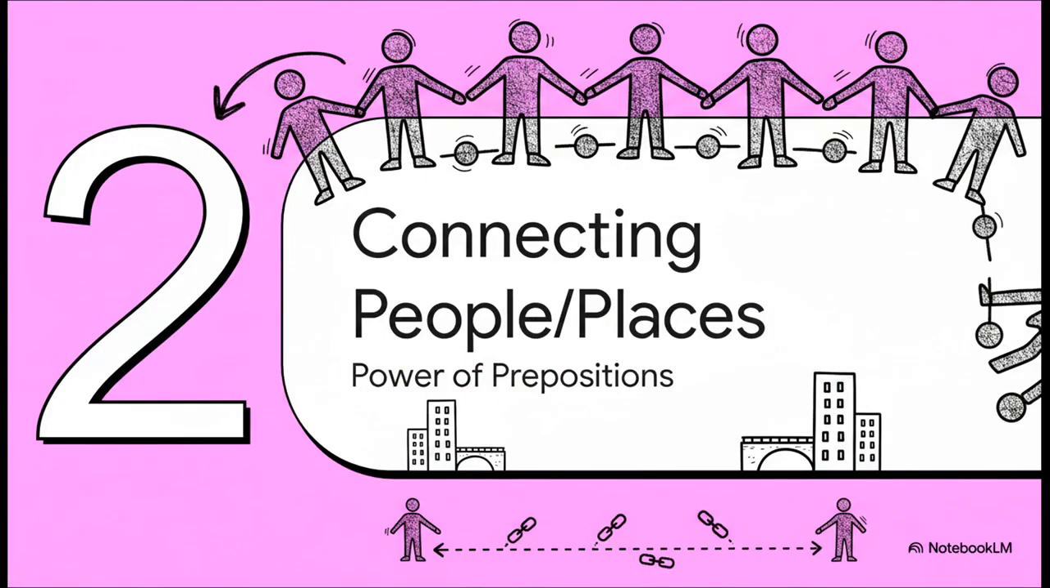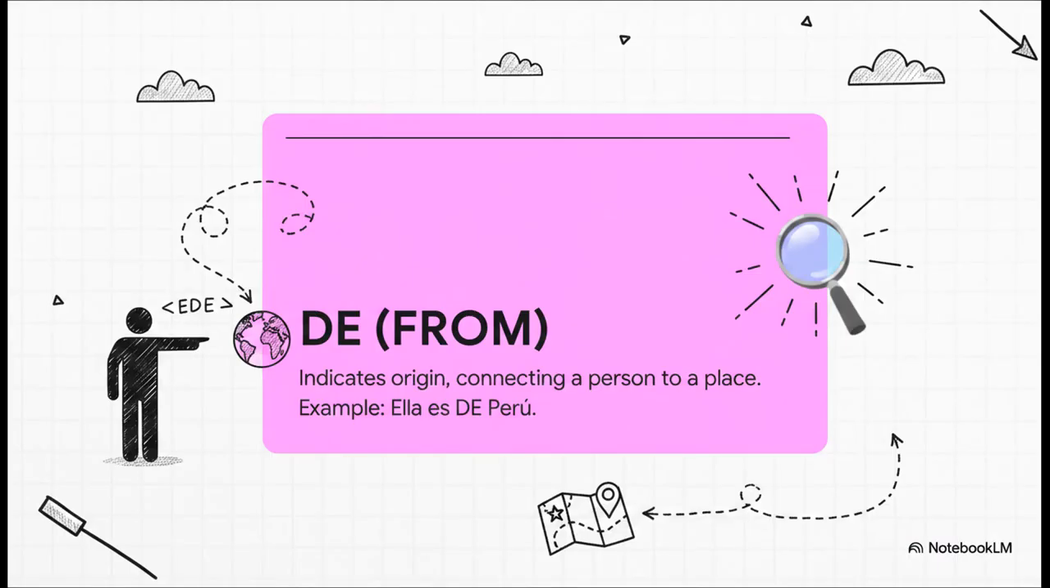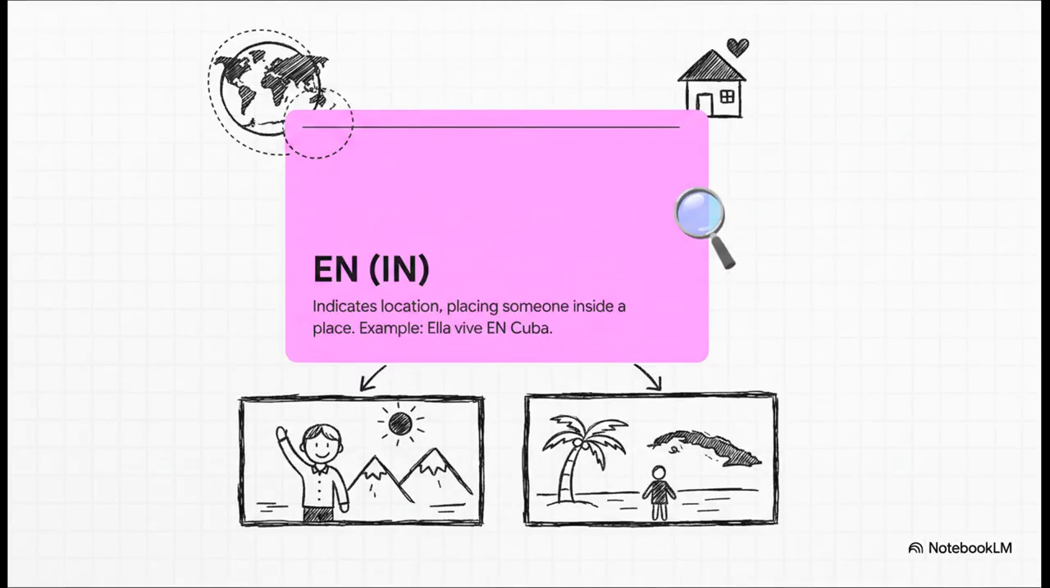Okay, so a verb like ser is super powerful, but it can't really work all by itself. To make our sentences richer and more detailed, we need connector words. In grammar, we call them prepositions, but you can just think of them as the mortar between the bricks of a sentence. And hey, we've actually already seen our first one, de. It often translates to from or of, and it's just perfect for showing origin, connecting a person directly back to a place.